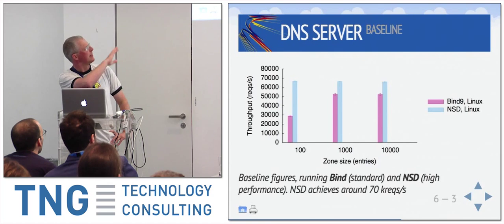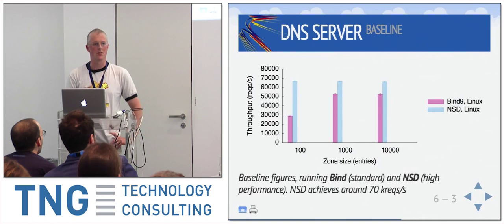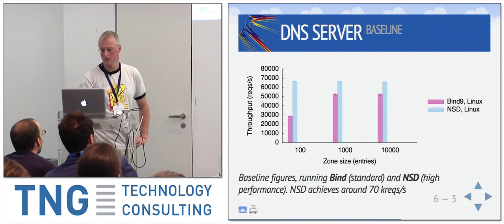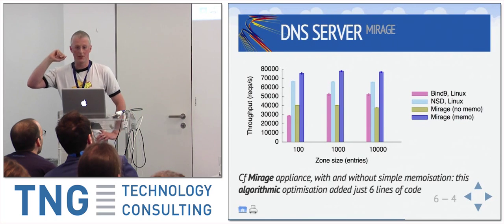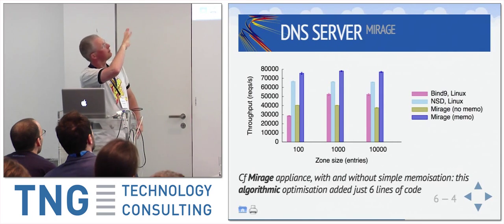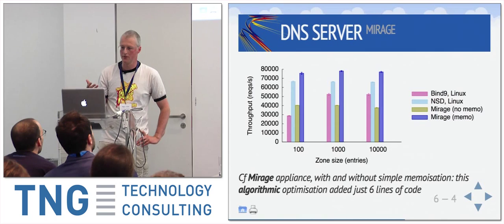So NSD and bind is a bit weird. NSD is pretty good. That's consistently just about 67,000 to 70,000 requests per second that it is serving. So when we did the first version of the Mirage implementation of this, it wasn't so good. We're looking at 40,000-ish there, which is not too bad given it's all in OCaml. We weren't that disappointed, but on the other hand, it's not good. Right? It's certainly not competitive.